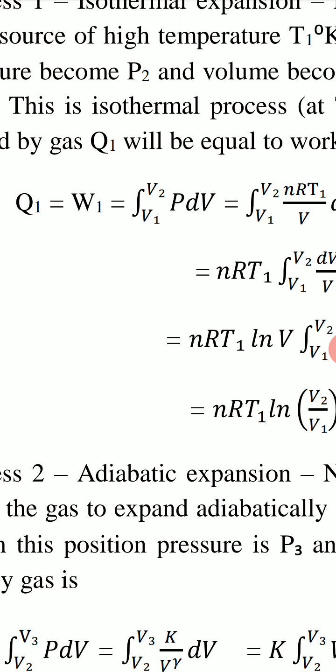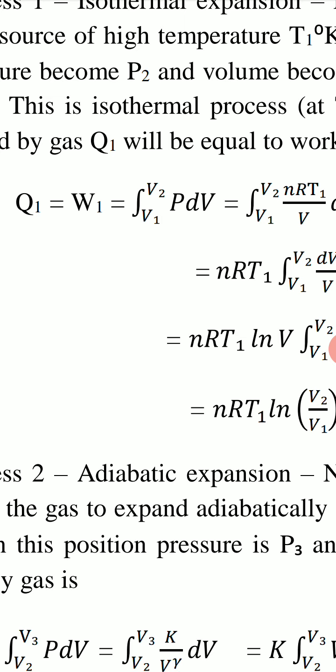This work done W1 is equal to heat Q1, that is extracted from the heat source, because in isothermal process heat given to the system is equal to work done by it. There is no change in internal energy. So from first law of thermodynamics we conclude dQ equal to dW. So we have Q1 equal to W1, and W1 is integral PdV.